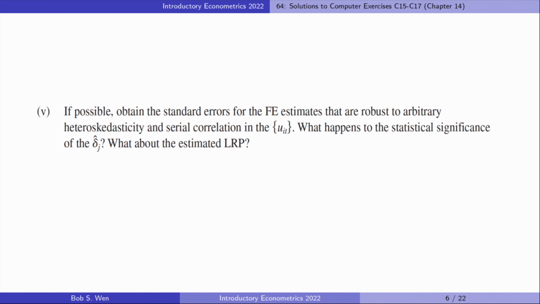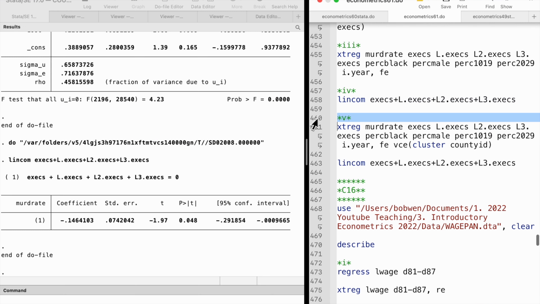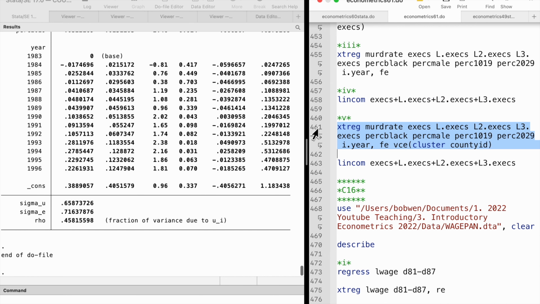In Part 5, we obtain the standard errors for the fixed effects estimates robust to arbitrary heteroscedasticity and serial correlation in the idiosyncratic error term u_it. What happens to the statistical significance of the deltas? What about the estimated long-run propensity? We applied the variance-covariance matrix option and specified the cluster robust standard errors. The cluster is at the county level.